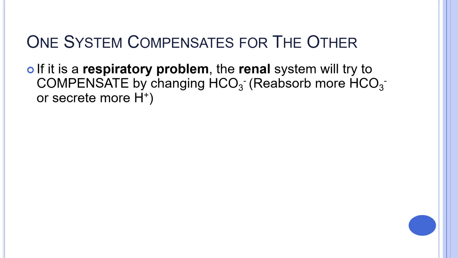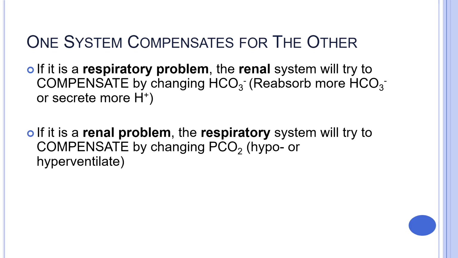Remember that one system will try to compensate for the other. If it is a respiratory problem, the renal system will try to compensate by changing bicarbonate. So you'll either reabsorb more bicarbonate or secrete more hydrogen ions. If it's a renal problem, the respiratory system will try to compensate by changing the depth and rate of ventilation.